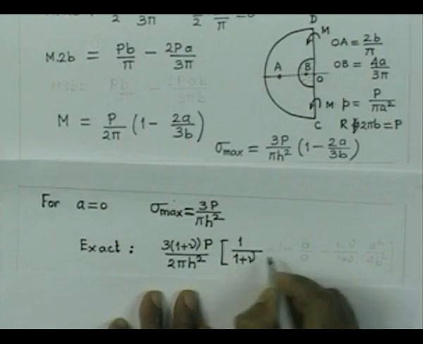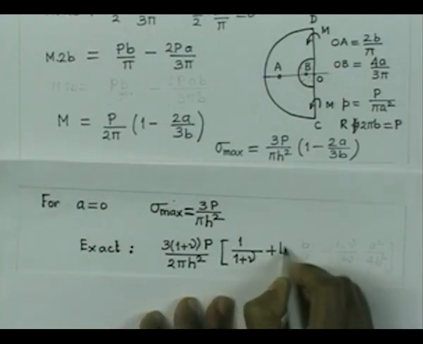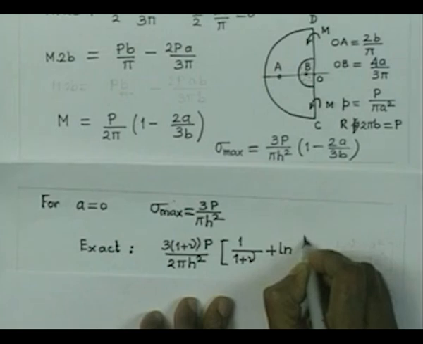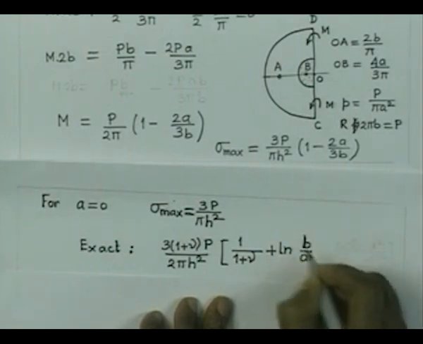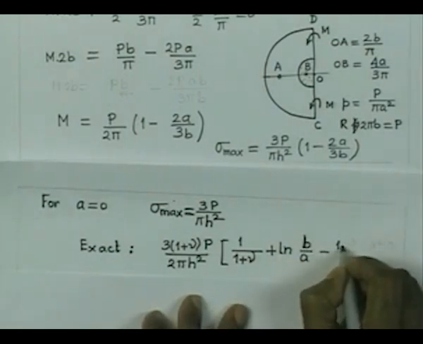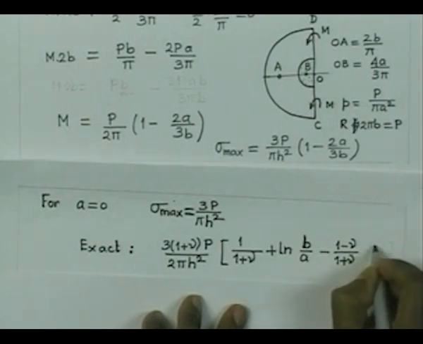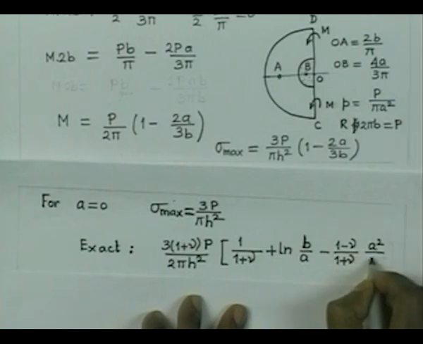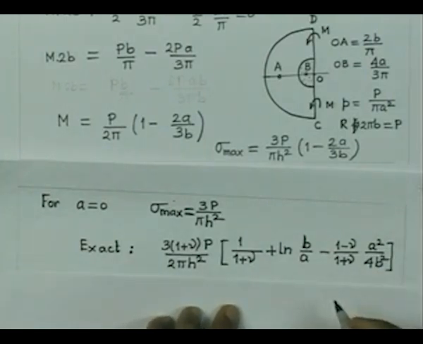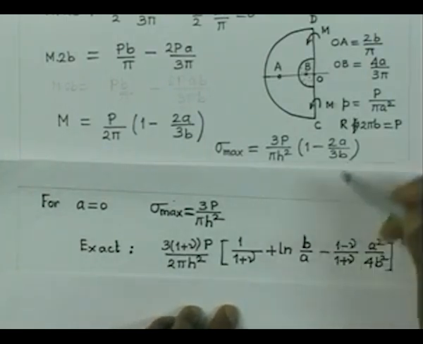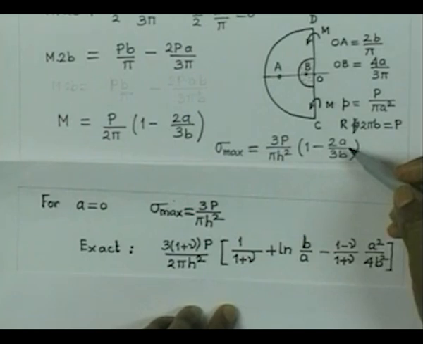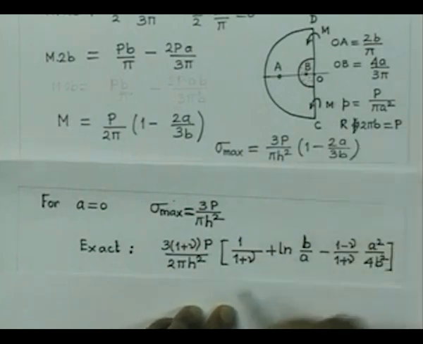times the bracket: 1 plus nu plus ln b by a, minus 1 minus nu, times a square by 4 b square, with the 1 plus nu factor. So, that is the exact expression. So, you can see that this is what we have when a and b both are non-zero, and that compares to this exact expression like this.